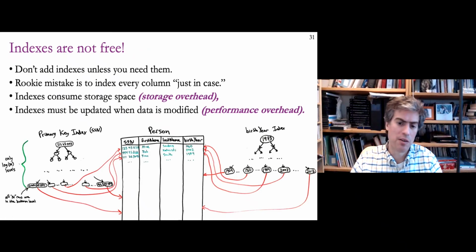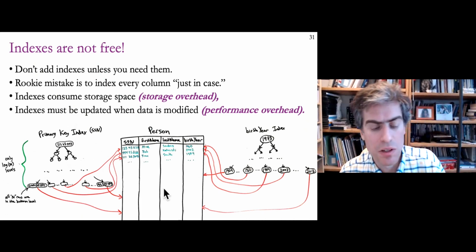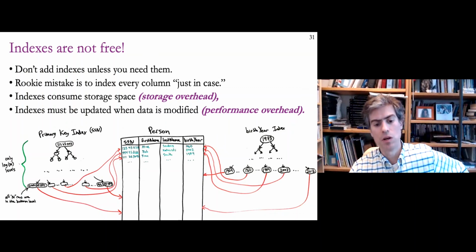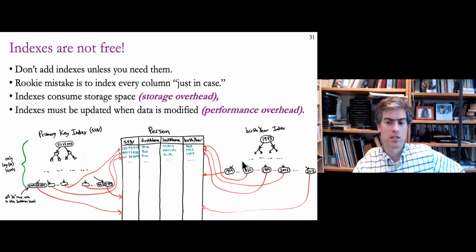Indexes are helpful, but they're not free, so you shouldn't just go through and add an index to every column just in case you need it. That's kind of a rookie mistake. If you look at these structures on the left and right hand side of the table, the indexes, those are consuming space. And actually, the amount of space they're consuming is not negligible. It's on the order of the size of the table itself. It's like the size of one column in the table. So if you add an index to every single column, you're going to more than double the size of storage. That's going to slow things down.